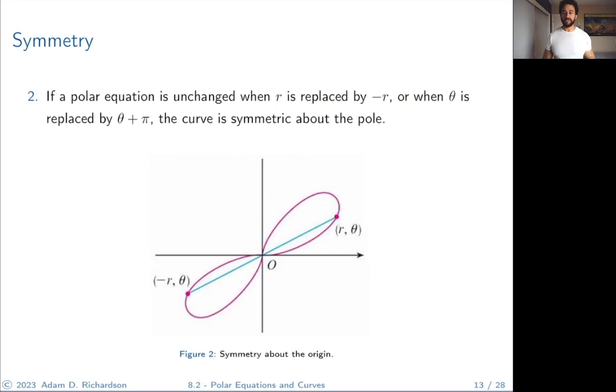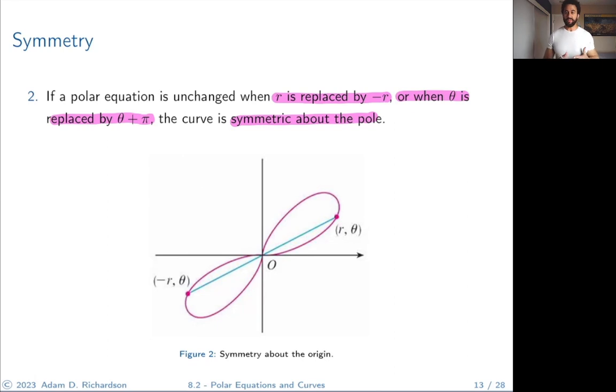You can have another form of symmetry. If your polar equation is unchanged when r is replaced by negative r, or when theta is replaced by theta plus pi, then the curve is symmetric about the pole. And this picture is a good example too. This is what's called a lemniscate, and we're going to see an example in just a few minutes. But this curve is symmetric about the pole.